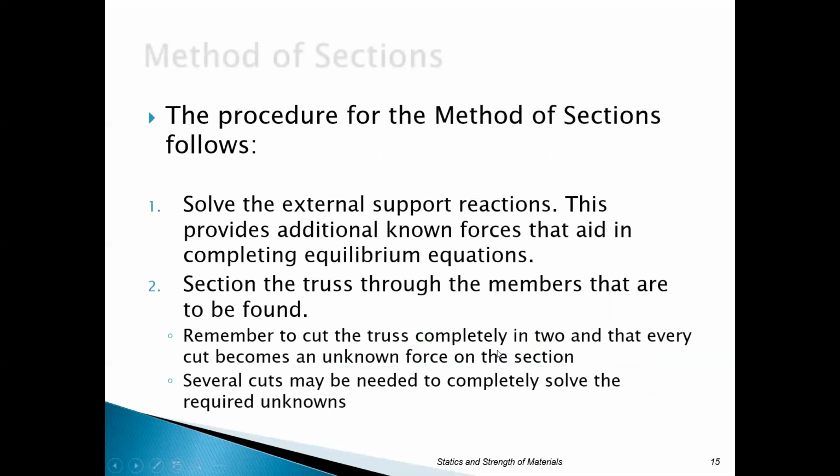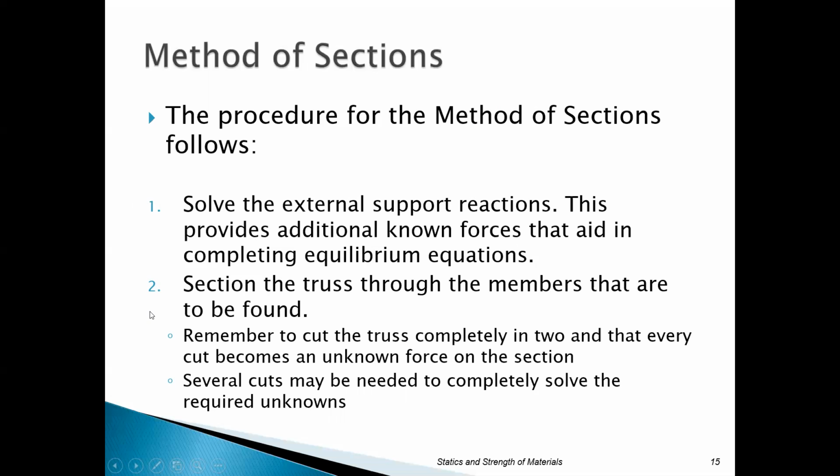Okay. All right. So the procedure for method of sections, it's a pretty easy step process. So the first thing, of course, is to solve your external support reactions. And this is all important in this. You cannot blow external support reactions. If you do, the whole problem's gone. But what this will do is give you additional forces that will aid you in solving it through equilibrium. That's no different than the method of joints, except with joints, we do have that resolution at the end.